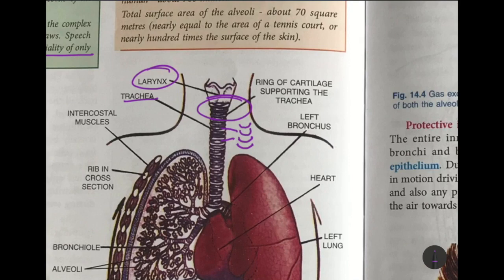But air must continuously pass through the trachea, so it must remain open all the time. It is kept open all the time by the C-shaped rings of cartilage, and the incomplete part of the C will remain behind, on the back side. So the rings give flexibility and keep the trachea open or distended permanently.